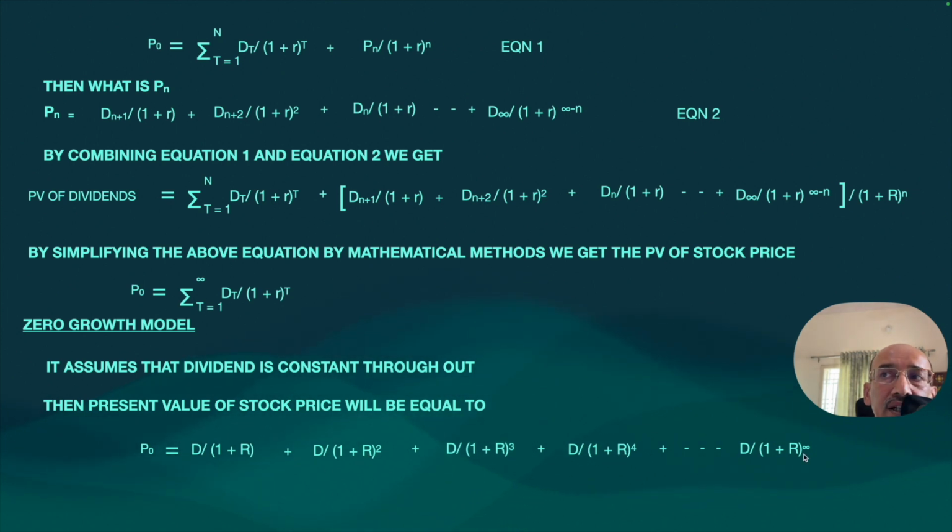up to r infinity. See, when the denominator keeps on increasing, like the cube, 4 and all, the value of the dividend keeps diminishing. So finally you will get P0 is equal to D divided by r. So this will be the present value of the equity share if we consider a zero growth model, where the dividend does not grow at any rate. It will be a constant dividend.